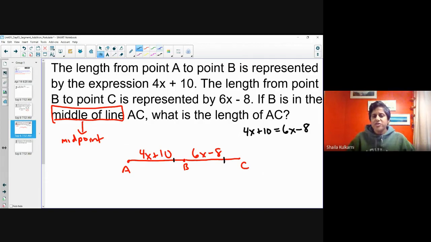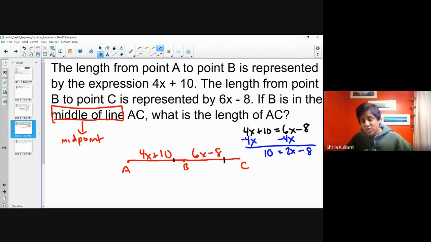We talked about in the first week of school that Miss Kulkarni, her preference is to keep the x's positive, so she usually brings the smaller of the two over. It doesn't matter if you subtract 6x or subtract 4x. I just choose to keep my line bigger. So I get 2x equals 18, and I get x equals 9.